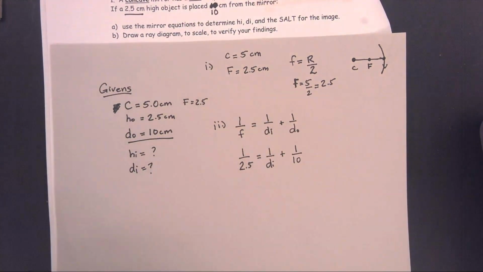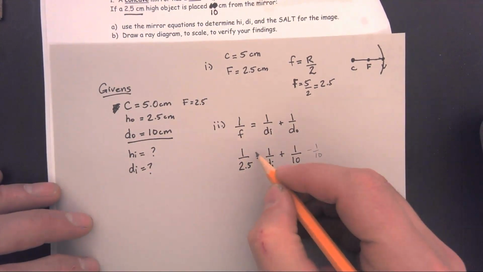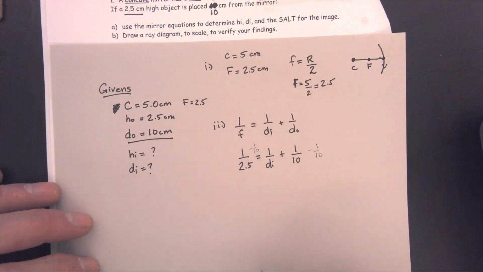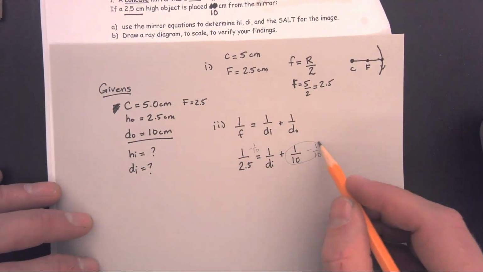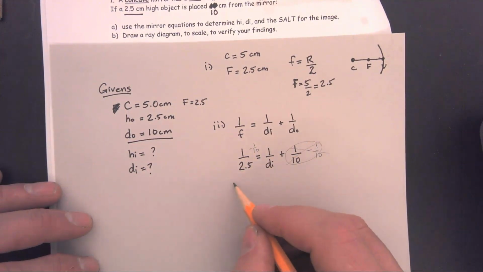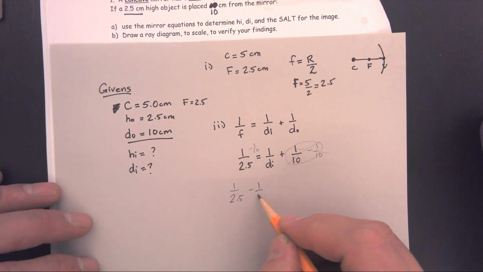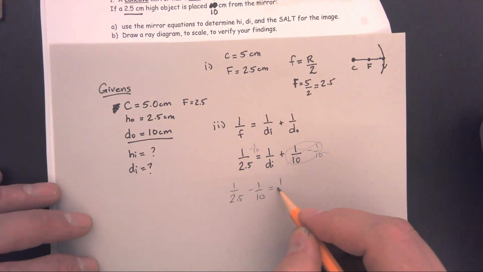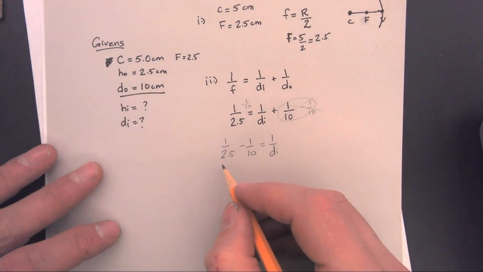What I'm going to do first is bring this over to the other side of the equation. Remember, whatever we do to one side, we need to do to the other. So I'm going to subtract 1 over 10 from both sides of the equation and keep it equal. If you don't want to show this step, you don't have to. It's an extra step that helps with understanding. So now we have 1 over 2.5 minus 1 over 10, and this is equal to 1 over di.